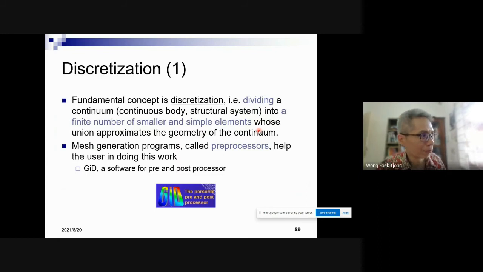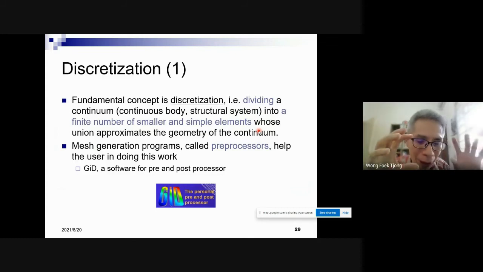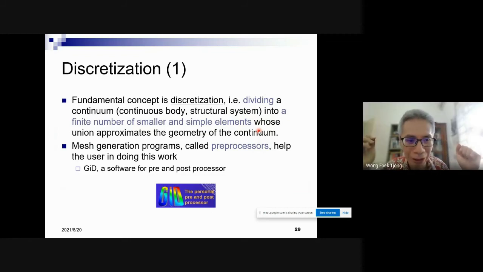In the method that you mentioned before, we separate the body into small elements, right? We have a body, and then we divide it into smaller elements. Is there any difference in result because we make them into small elements? Yes, of course, there will be a difference. Later we will talk about this topic. I think this topic is discretization.